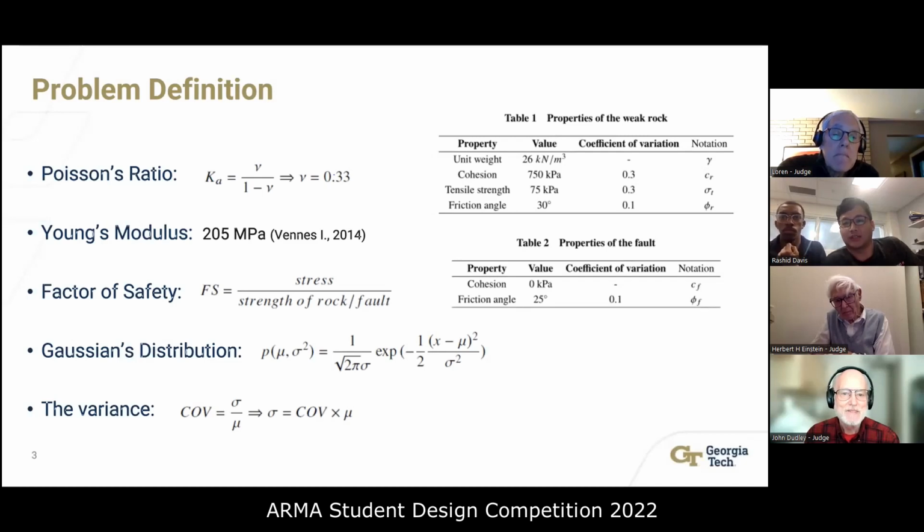Oh, okay. Because here we only consider the overburden stress, so the lateral stress will mainly be the active lateral pressure. So we use Ka to stand for the coefficient instead of K naught.